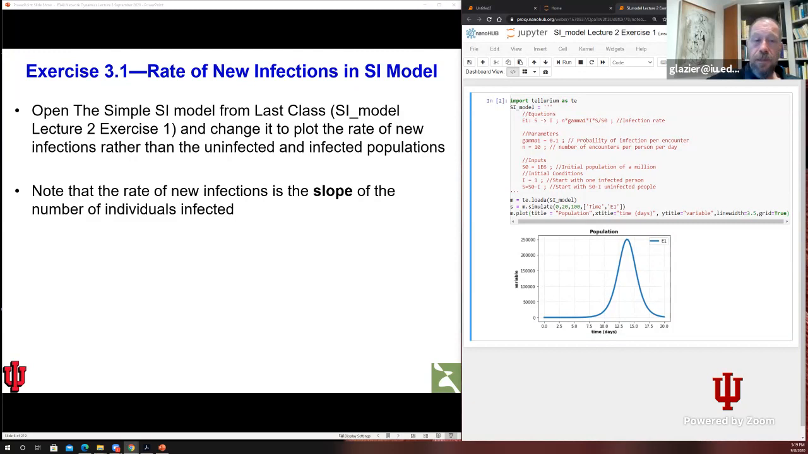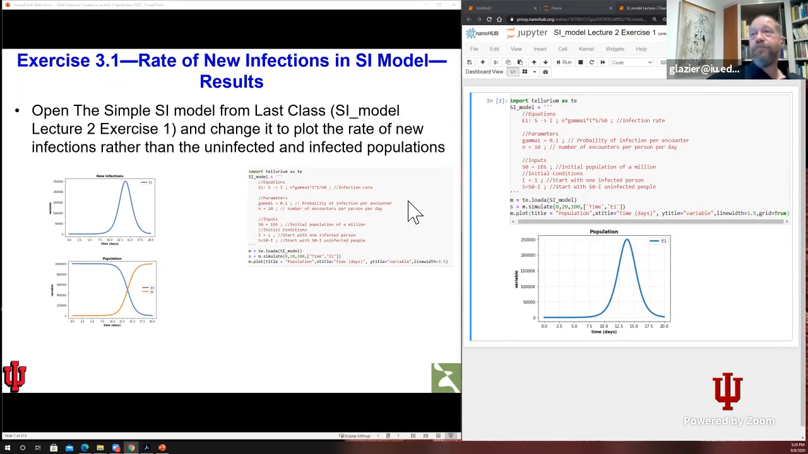Okay. So that was the... or did that work for people? Okay. All right. So that's what we got. Not a very sophisticated plot.